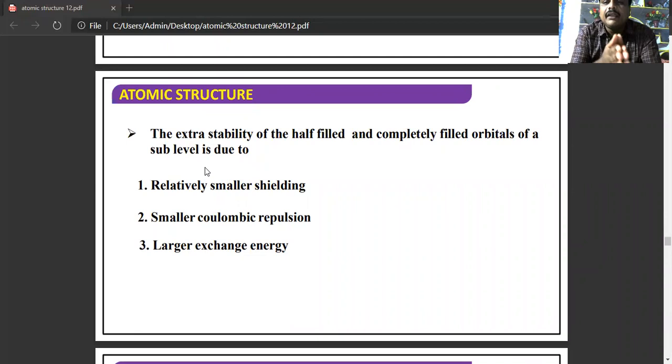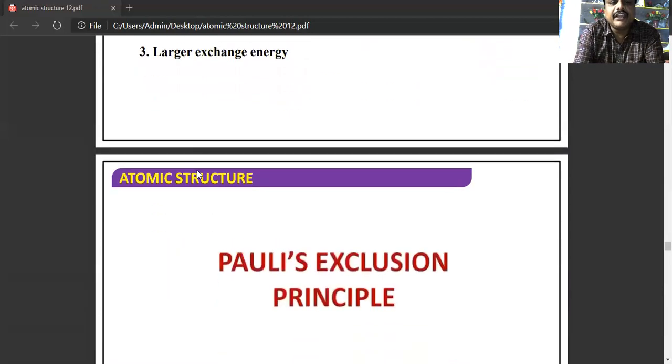So why are half-filled and completely filled orbitals more stable? There are 3 reasons: a relatively small shielding effect, smaller Coulombic repulsion, and larger exchange energy. The greater the exchange energy, the greater the stability. If the shielding effect is low, the electrons are held very close to the nucleus, and that leads to stability.